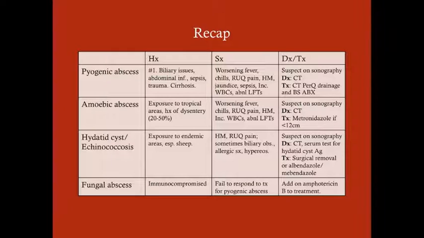Amoebic abscess: usually in their history, they'll have some kind of exposure to a tropical area. Twenty to 50% will have a history of bloody diarrhea. Symptoms include pretty much the same as pyogenic abscesses. You'll also see on labs increased white blood cells indicating infection, and abnormal LFTs. Diagnosis here, again, is going to be on CT.